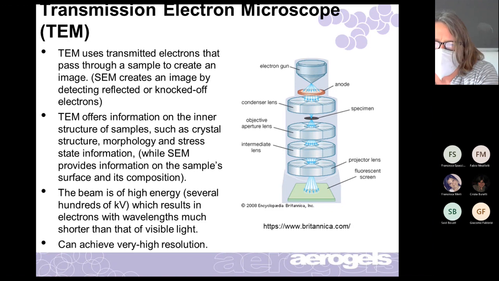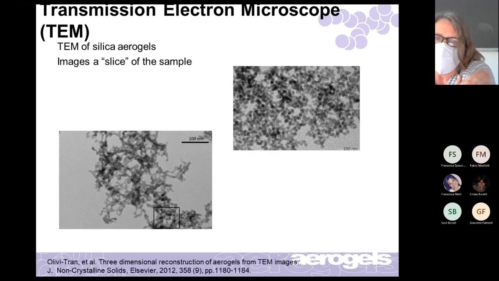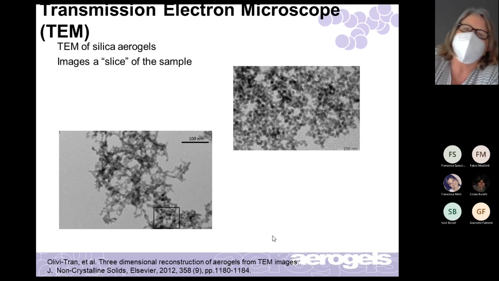But I have some pictures from a reference down here where they did a TEM of silica aerogels. This is an image of a slice of the sample. Here, this is 100 nanometers. You can start to see that sort of structure they talk about with the aerogel, right? The linked chain, and you can see that.